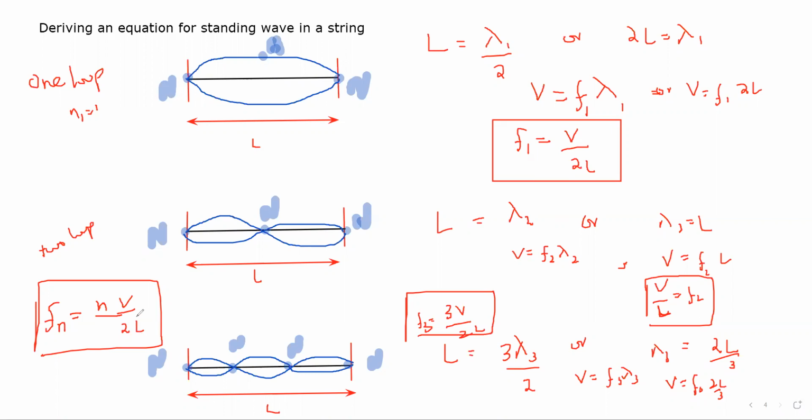So we have this formula Fn is equal to nv over 2L for a wave in a string, or we can say v, the speed, is equal to 2L Fn divided by n. So the speed of a wave in a string is given by two formulas. The first formula, which we just derived, is that the speed of the wave is equal to 2L Fn divided by n, where n means the number of loops.